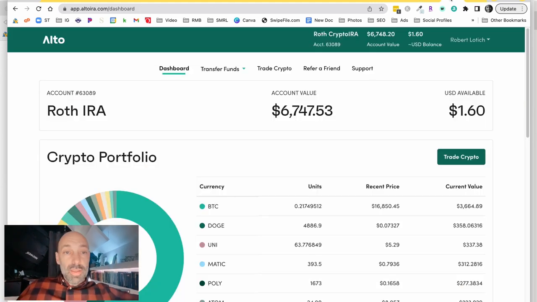So all that to say, I'm excited. I'm happy with my decision to come over and create this Roth IRA, this crypto Roth IRA. And if you're thinking like I am for the long term with crypto and would love to be able to protect some of those gains from taxes, this is a great way to do it.